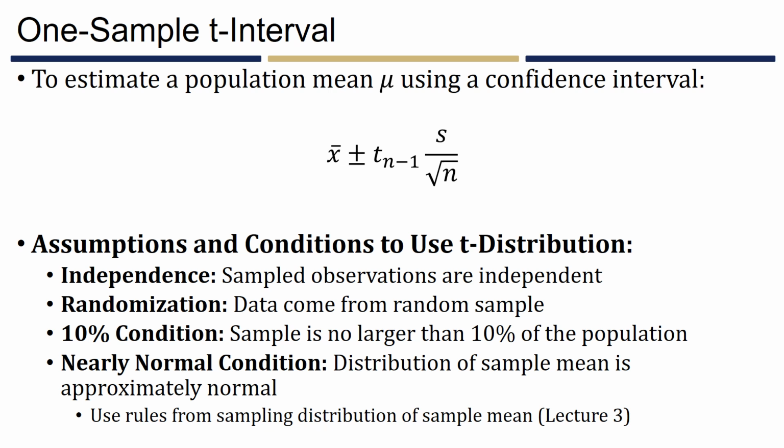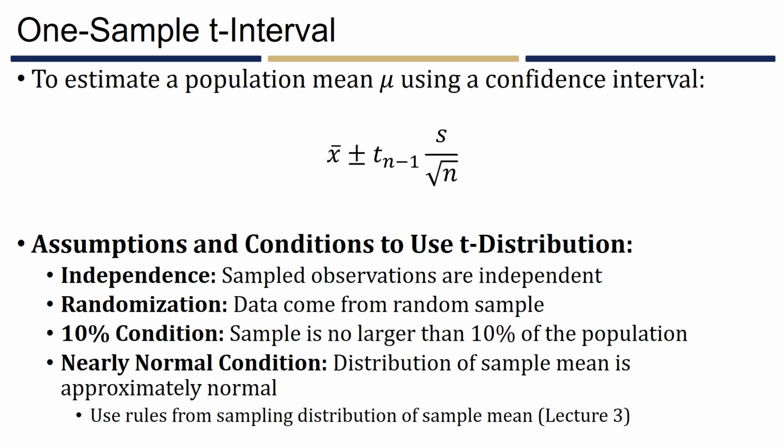Now, to estimate a population mean mu using a confidence interval, we can center the interval at x bar, add and subtract some critical value from the t-distribution that has n-1 degrees of freedom, and then multiply that by s, our sample standard deviation, divided by the square root of n.